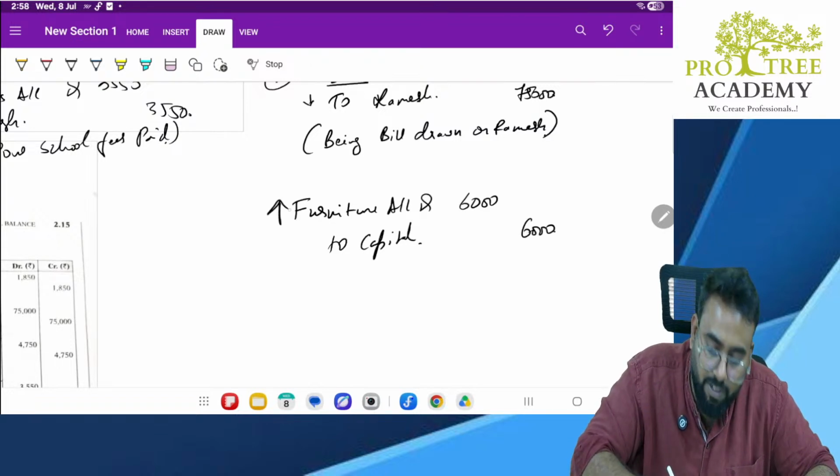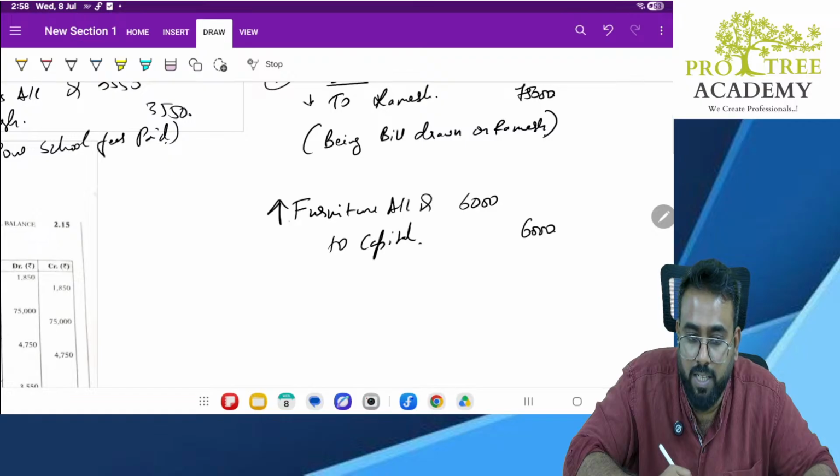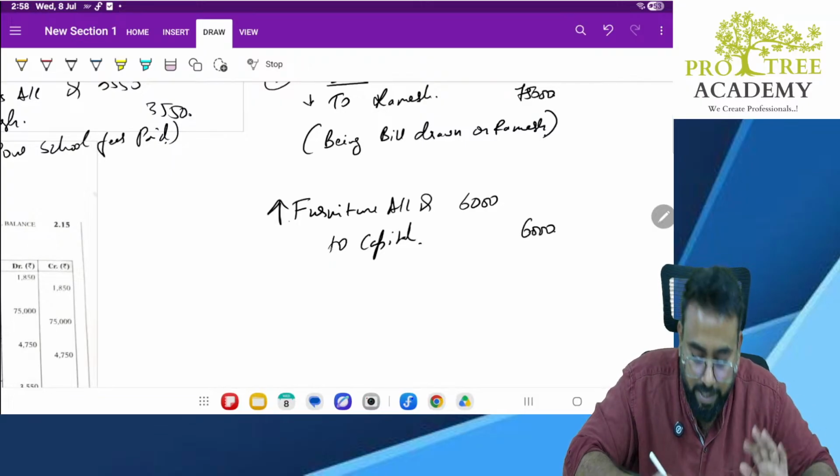Furniture is an asset. Asset will go up because he is bringing the furniture. Now our furniture, one chair became 3 chairs. Going up? Now capital, because he is contributing money to the business, the capital will also go up. So it will be credited.